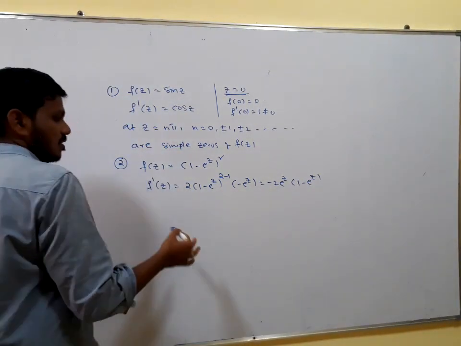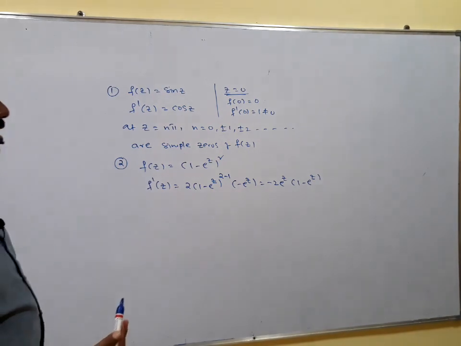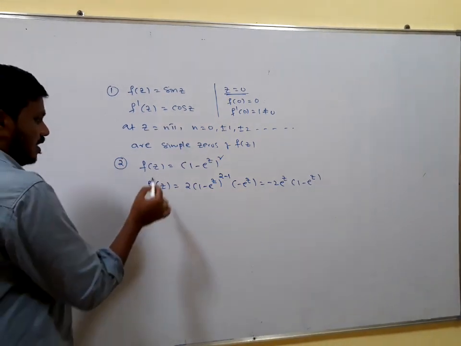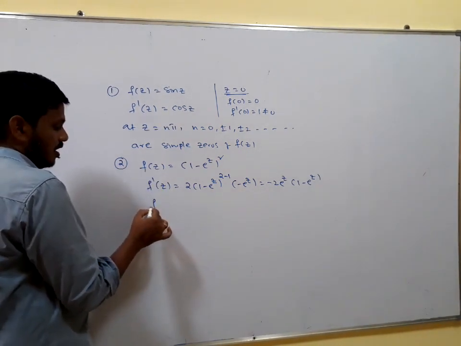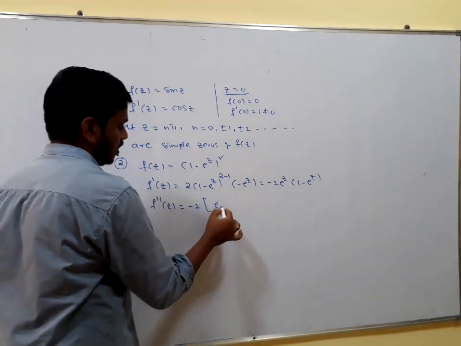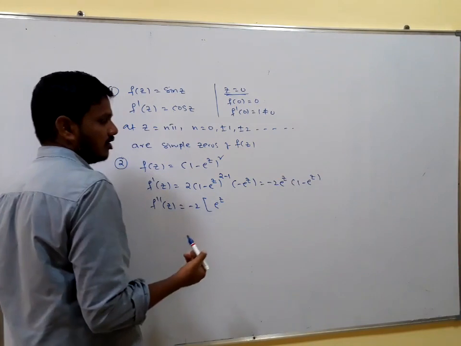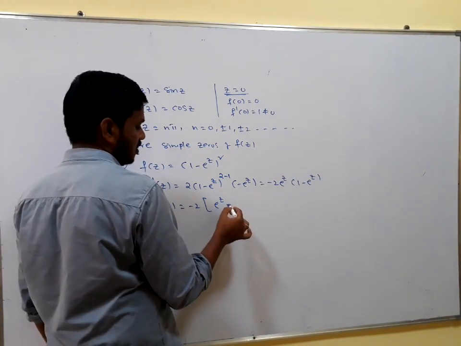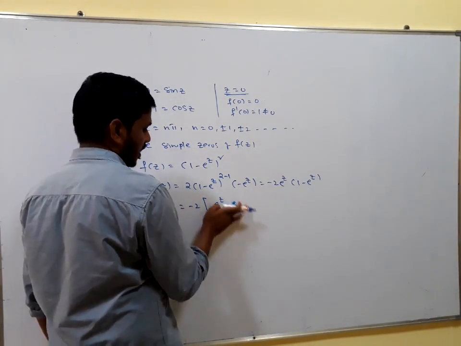Yes, if I take z equal to 0, here this is equal to 0. Next, f of z is 0 and f dash of z is 0. Now I am going to find f double dash of z. Here it is minus 2 into e to the power of z into the derivative of (1 minus e to the power of z) with respect to z, which is minus e to the power of z.